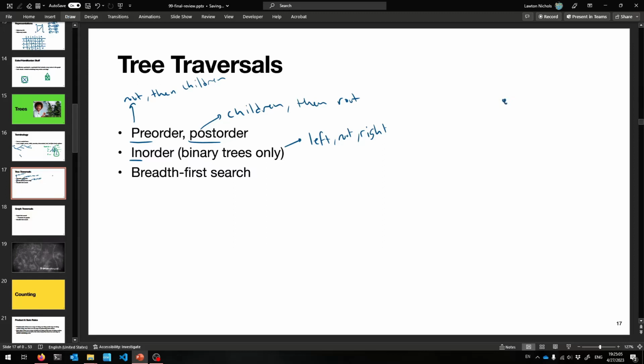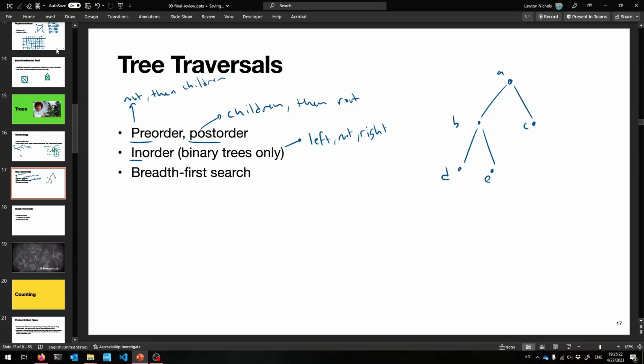So here's an example tree where the root's up top. Let's make this be our tree. So here is, it looks like this. Let's give our nodes names. This can be A, B, C, D, and E.